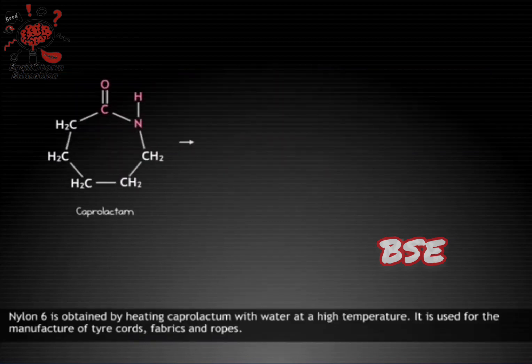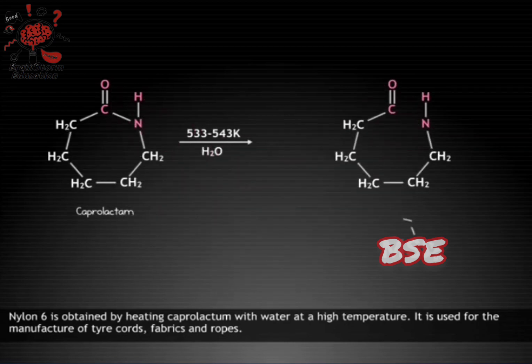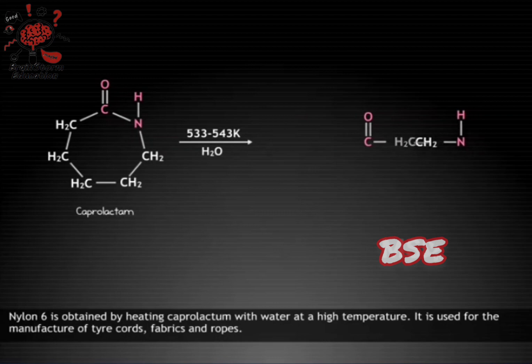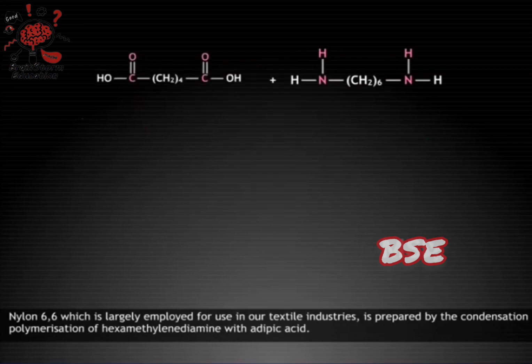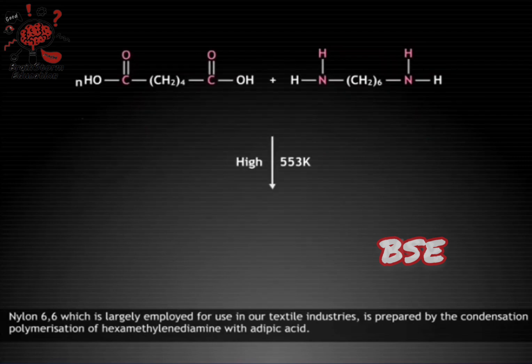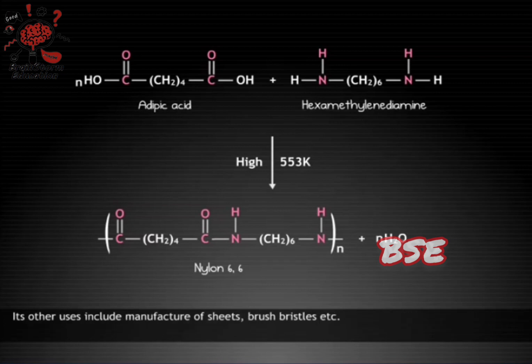Nylon 6 is obtained by heating caprolactam with water at a high temperature. It is used for the manufacture of tire cords, fabrics, and ropes. Nylon 6,6, which is largely employed for use in our textile industries, is prepared by the condensation polymerization of hexamethylenediamine with adipic acid. Its other uses include manufacture of sheets, brush bristles, etc.